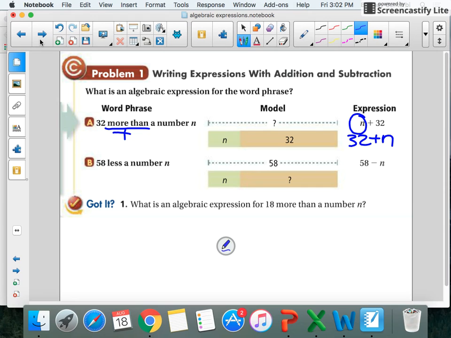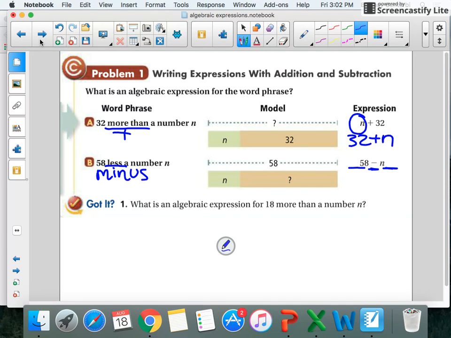Now, for subtraction, you cannot switch the order, so you really have to pay attention to what the order is. So if we read this here, it says 58 less a number n. Less, when you see that word, that's going to mean minus. So when it's less by itself, it means minus. We're going to look at a few examples where it says less than, and that makes it a little bit different. So you can read this 58 minus a number n, and you're going to write it that exact same way. So 58 minus a number n. Again, with subtraction, the order does matter, so you have to be careful with that.